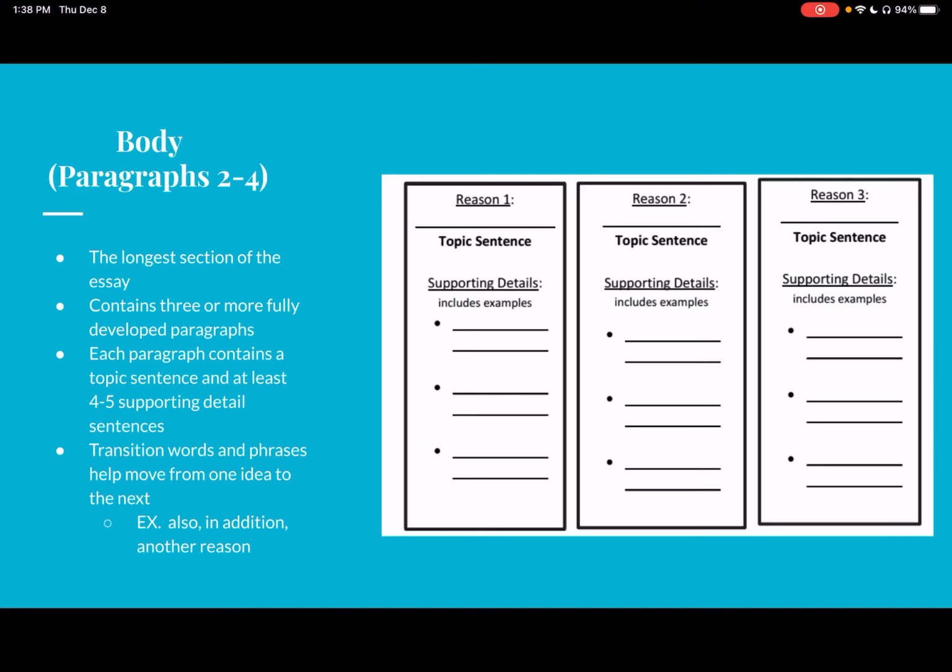Transition words and phrases will help move from one idea to the next. That will take place in the last sentence of each body paragraph. You are going to have a transition sentence. Because the last thing we want is for it to be choppy and for our reader not to really understand how we got to our next point. We have to relate them a little bit. Think to our alien example again. Being very specific.